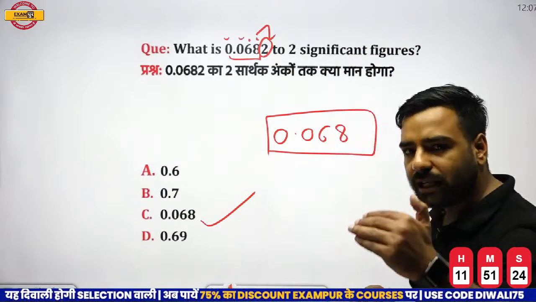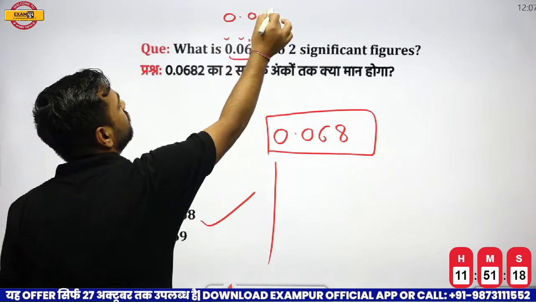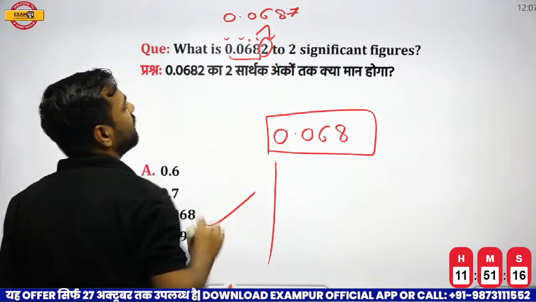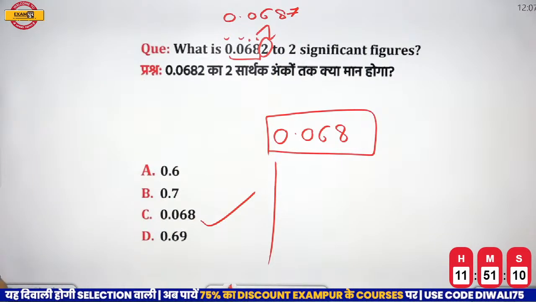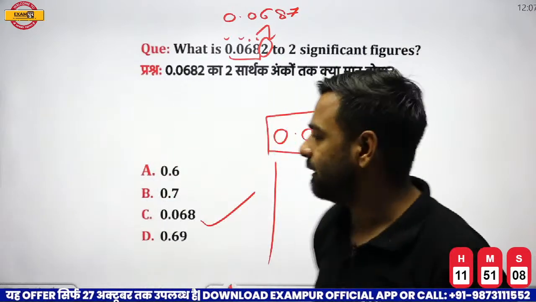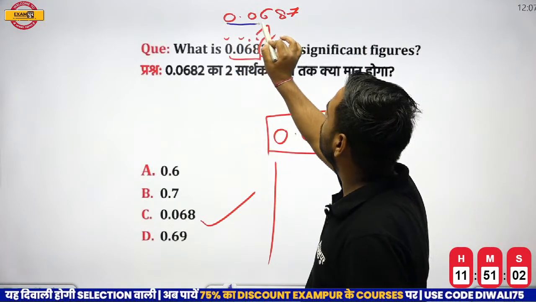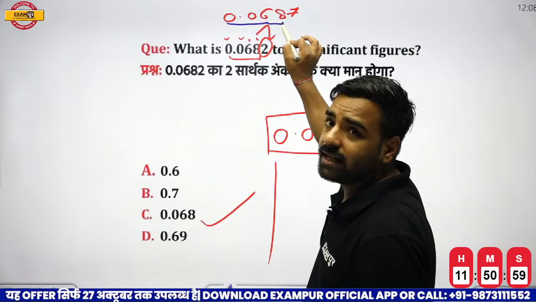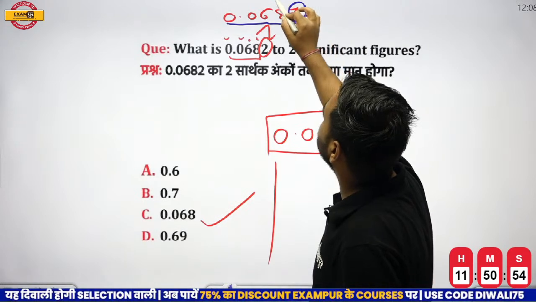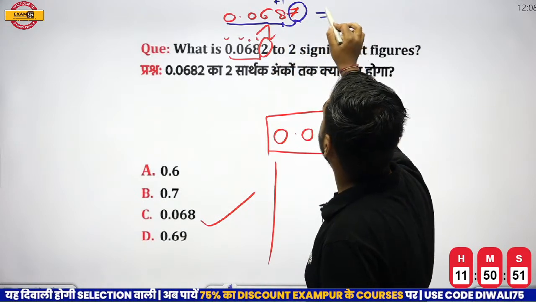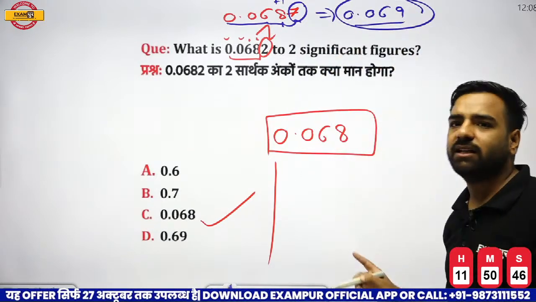Do not forget. I'll give you one more condition. What if I say there's a number that is 0.0687, for example. Now the question is the same. You are asked what is 0.0687 to two significant figures. In this condition, again I'll just start from this part. I'll leave 0, again 0, first, second, but what did I say? I told you, just check the next one. Is it 5 or greater than 5? Yes, it's greater than 5. That means I'll be adding 1 over here and it will become 0.069. So both these conditions, if they are clear, only then I'll move forward.